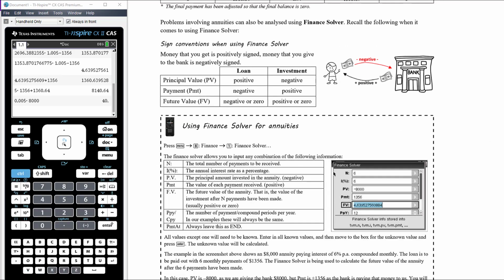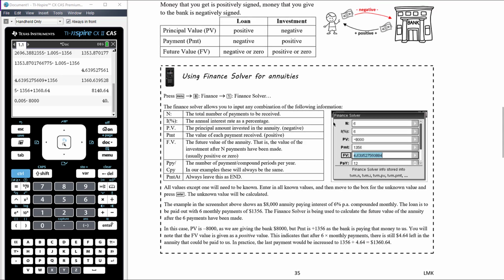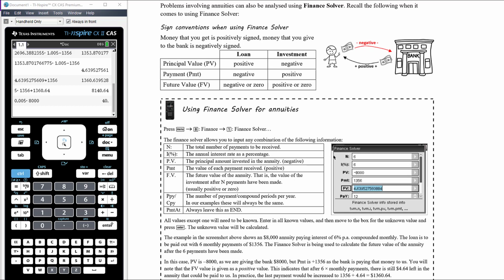So again, with Finance Solver, we need to be careful about the sign conventions. By that I mean whether we use negative or positive numbers. That's going to vary depending on whether we have a loan or an investment. Here we're looking at investments. In this instance, the principal value is going to be a negative value, because remember, we think about the principal value and the payments in terms of the direction of the money relative to me. So I gave the initial investment to the bank, the money went away from me, and so that's a negative amount. I'm then going to make withdrawals out of the investment. So I'm going to take money from the bank and bring it to me. So that's going to be a positive amount.